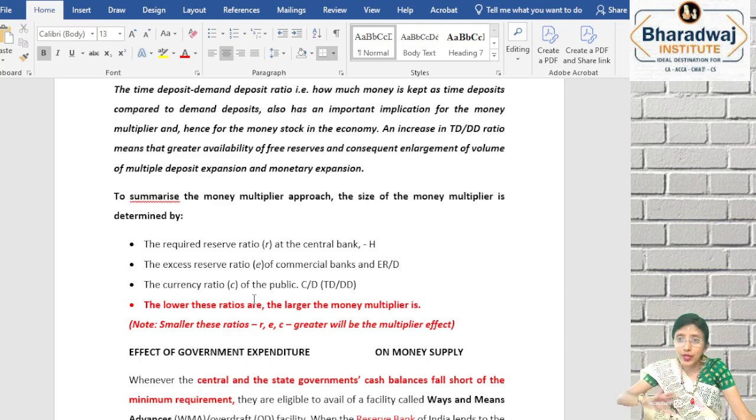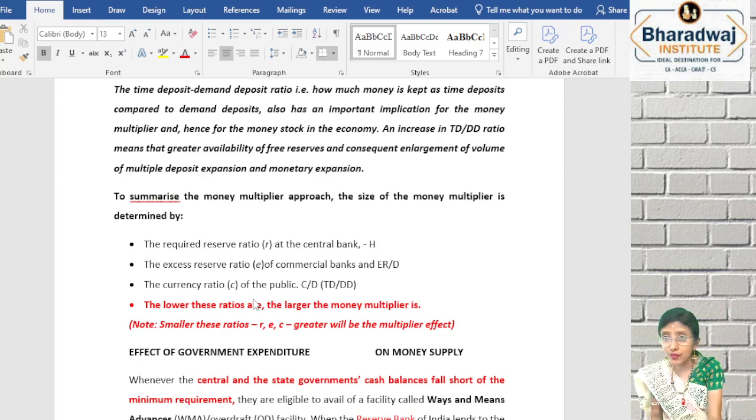If I'm going to have more currency with me, if the commercial banks have excess reserve with them, then what will happen in the market? Less money will be circulated, isn't it? So, if the required reserve ratio R is very high, if the excess reserve ratio with the commercial bank is high, if currency with the people is very high, then the money multiplier effect will be less. If these are small, the multiplier effect will be greater.